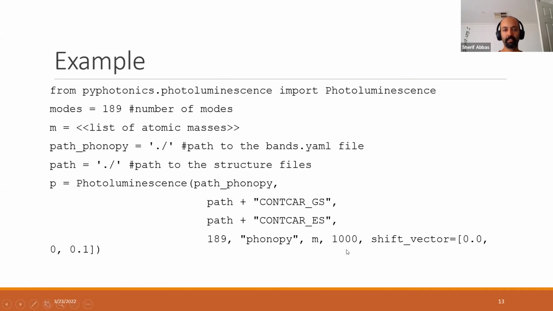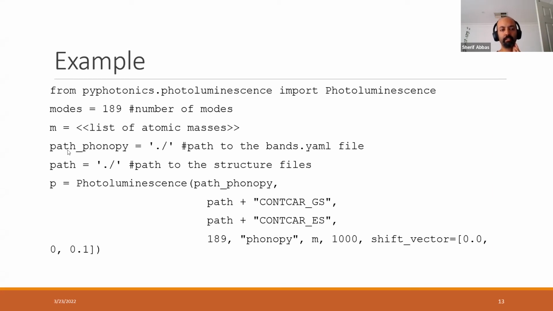So let me give you a code example of the steps. First you import photoluminescence from PyPhotonics. And that example is for a 2x2x2 supercell in diamond. In particular, that's the nitrogen vacancy defect in diamond. There are 189 phonon modes available in this defect. M here is a list of atomic masses. So we have like 63 carbons and 1 nitrogen. I'm going to go to the Python code. We have a closer look.